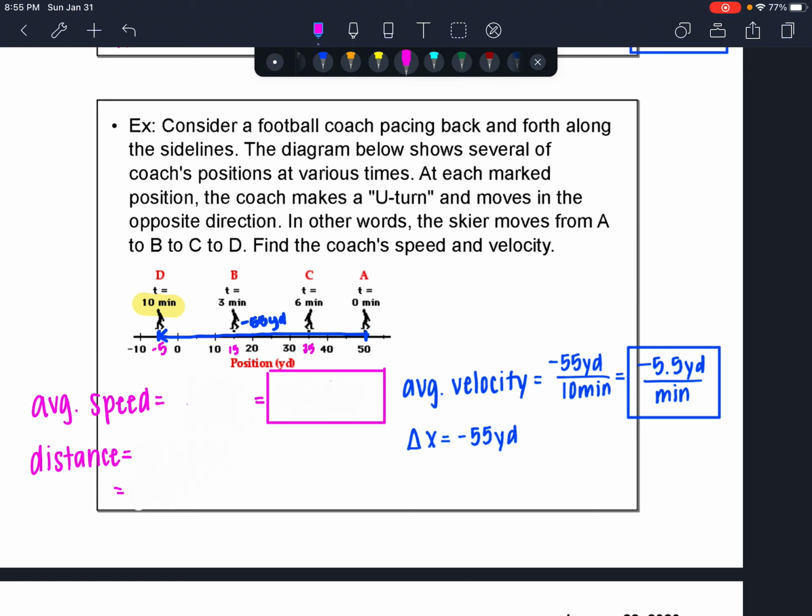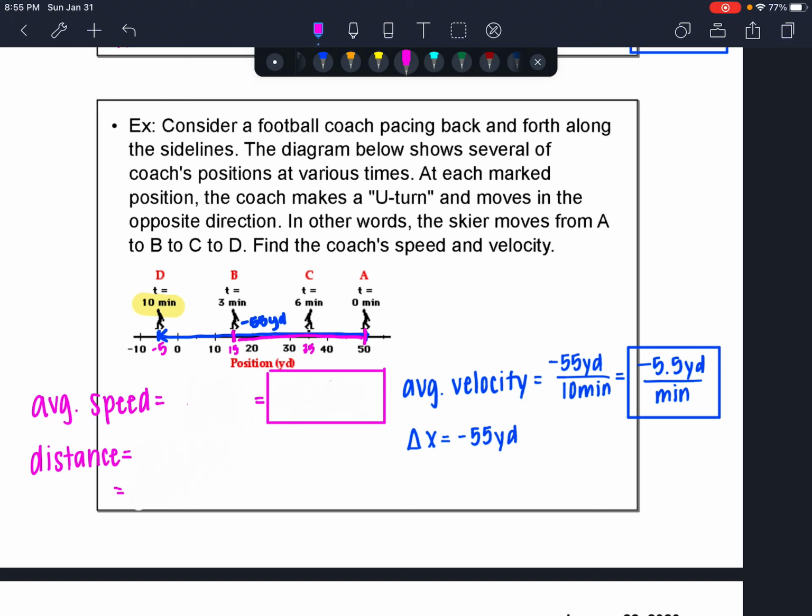So at first, my coach goes from point A to point B. So this is a length from 50 to 15. That's a total length of 35 yards. I'm trying to figure out a good place to label that, and there might just not be a good place to label that. So maybe I'll leave it unlabeled.